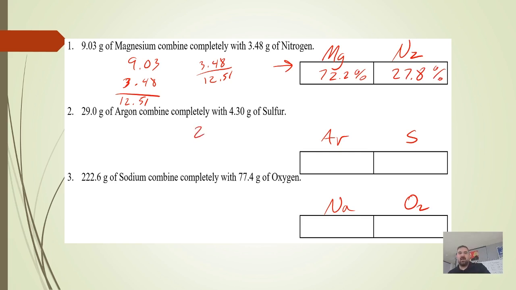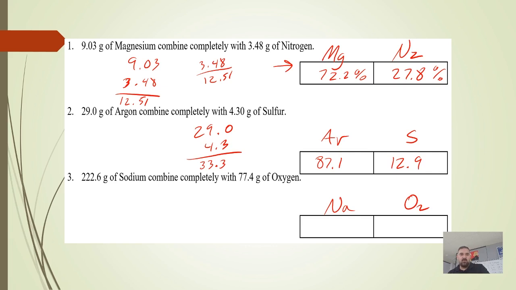So next one we have is 29.0 plus 4.3. What is our total? 33.3, right? What is our percentage of argon? One more time. 87.1. What is our percentage of sulfur? 12.9. All right, that looks good.